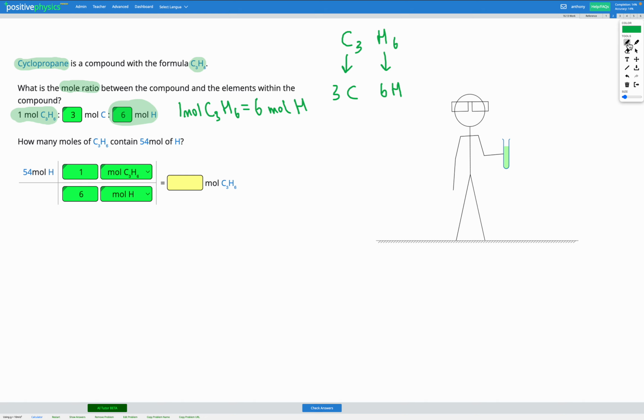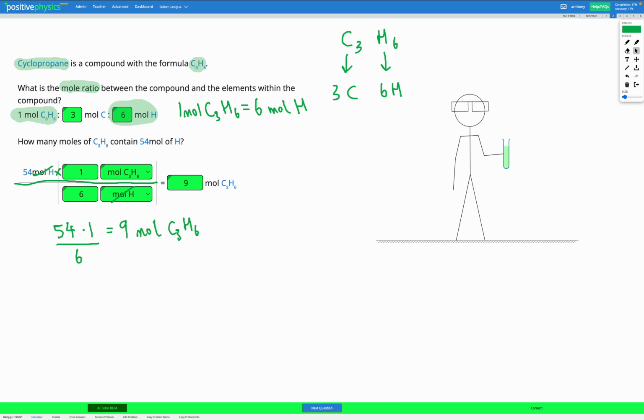Now I just need to multiply everything on the top and divide by everything on the bottom. The moles of hydrogen cancel out, and I end up with 54 times 1 divided by 6, which gets me 9 moles of C3H6 as my answer. So we can fill that in our answer box here.